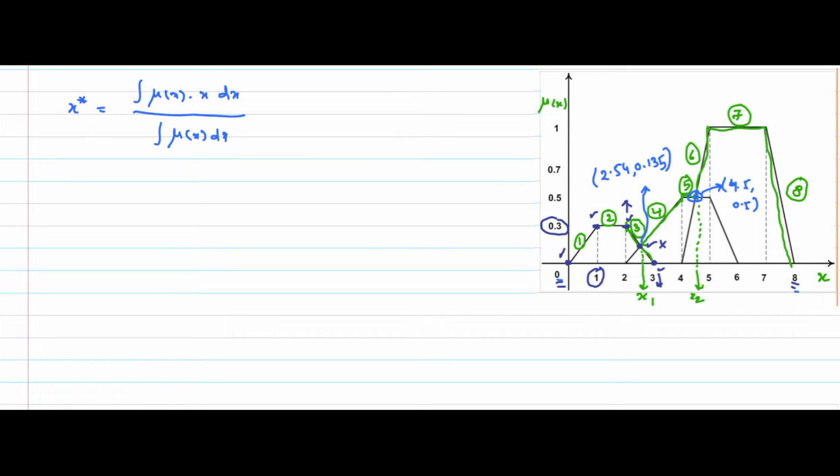To find this defuzzified value x star, it takes a lot of calculations. So for simplicity, I am dividing this into numerator and denominator. I will solve the numerator first and then move on to the denominator. The numerator is an integration from minus infinity to plus infinity, but fortunately from minus infinity to 0 all the values are 0, and from 8 to infinity all the values are 0. So I need to start from 0 and end at 8 only, in a sequential manner.